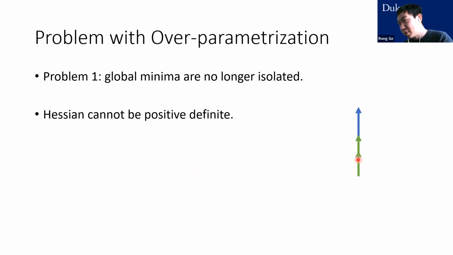Here's an example. This is a single teacher neuron, the blue neuron, and the two green neurons are two student neurons. I can increase the norm of one of the student neurons while decreasing the norm of the other student neuron, as long as I do that carefully so that the effects cancel. I will still maintain the sum of the two neurons. Because there are these types of directions, the Hessian cannot be positive definite. In this particular direction that I described, the Hessian must actually be equal to 0.